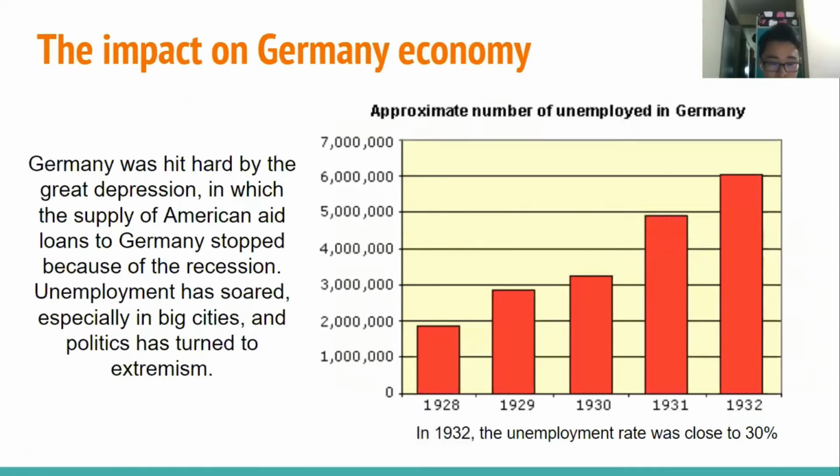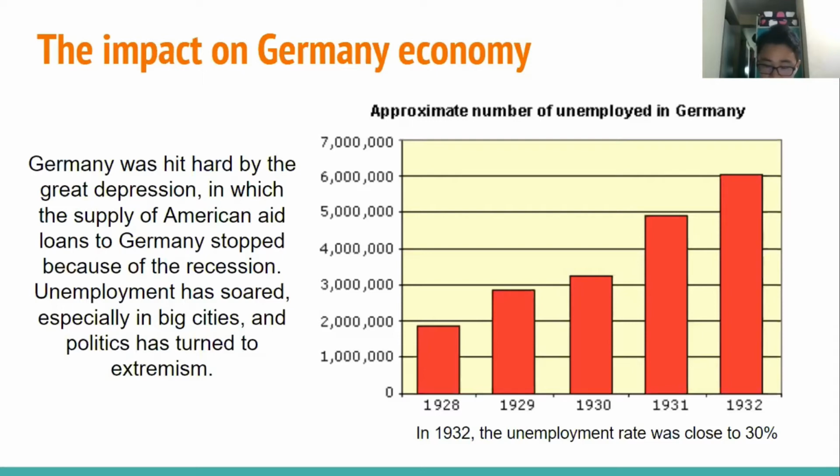Second, I'm going to talk about the impact on other countries. So this is the impact on the German economy. Germany was hit hard by the Great Depression, in which the supply of American aid loans to Germany stopped. Because of the recession, unemployment soared, especially in the big cities, and politics turned to extremism.